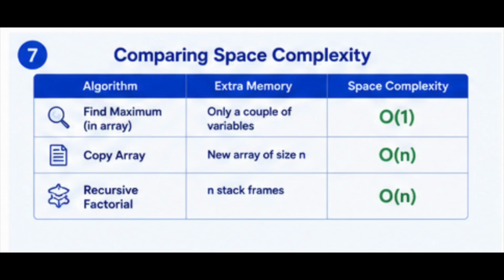Let's compare what we have learned. Finding the maximum element uses only a few variables, that's O(1). Creating another array increases memory with the input, that's O(n). Recursive factorial also grows with the number of recursive calls, again O(n). Different algorithms solving different problems can have very different memory requirements.